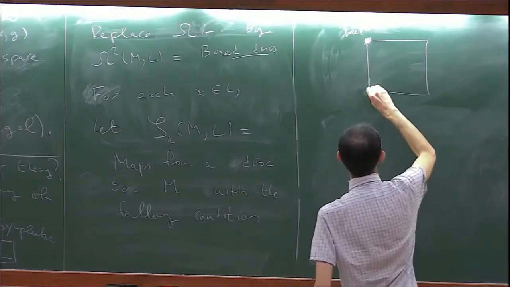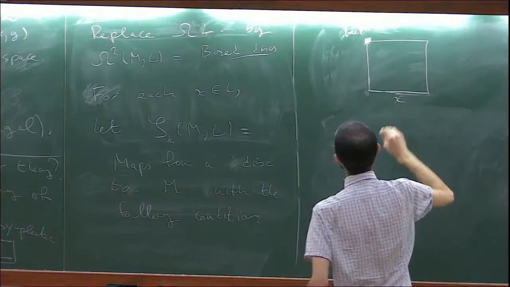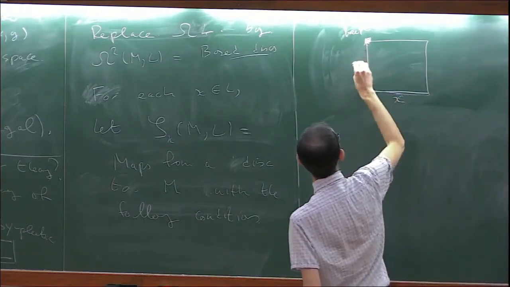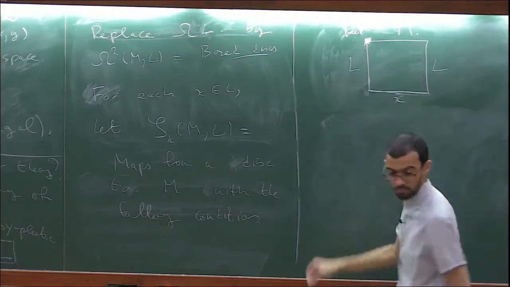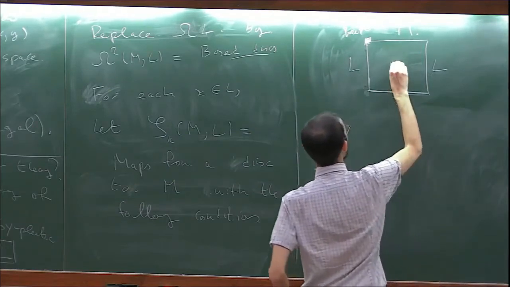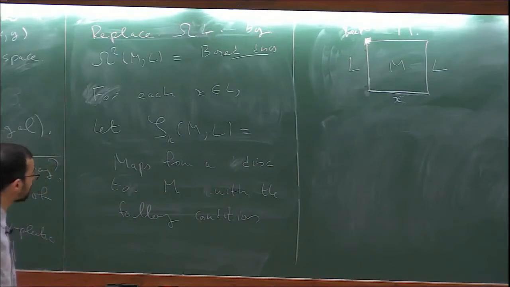I want this entire edge here to go to X. I want this to go to L, and I want this to go to M. And this inside goes to M. So this is kind of a strange space.